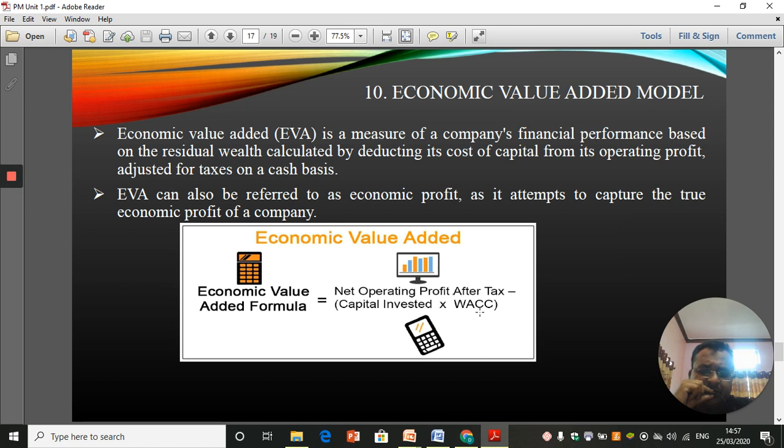Minus capital invested into weighted average cost of capital. So this is the overall cost of capital. So what we do is, NOPAT minus overall cost of capital is economic value added. So this is how we calculate it. And what is the decision criteria? The project with the highest economic value added, we select the project on the basis of how much economic value addition it is doing. So the project with the highest economic value addition will be selected.